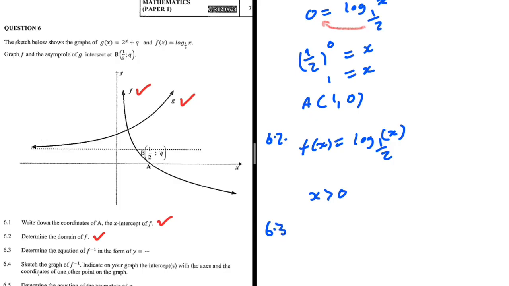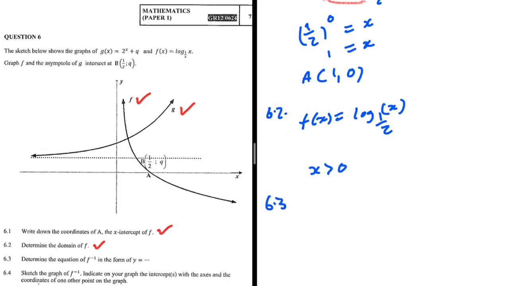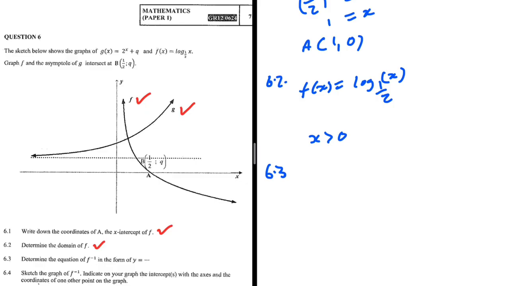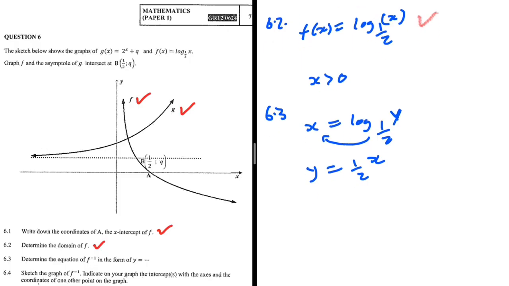6.3. Determine the equation of f inverse in the form y equals. Well, here's f of x. Let's just swap x and y in an attempt to find the inverse. So the first step in finding an inverse, we swap x and y. We're going to have x equals log of y, the base still a half. And then now we need to make y the subject of the formula. The half is going to carry x. And then we're going to have y equals a half to the power x. So there we go. This is the inverse of f of x in the form y equals.